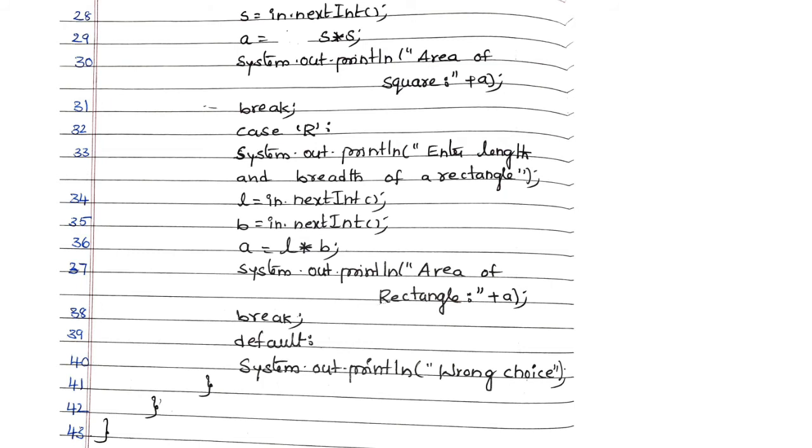If the cases are not matched, we have to write the default case. And in the default case, what do we have to write? Wrong choice. This is all of the program. Don't bother about this. Just analyze in the question how many cases we have to write, what we have to calculate in each case, and what is the control variable for the switch statement. Just analyze these 3 points, then only you can write the switch statement.